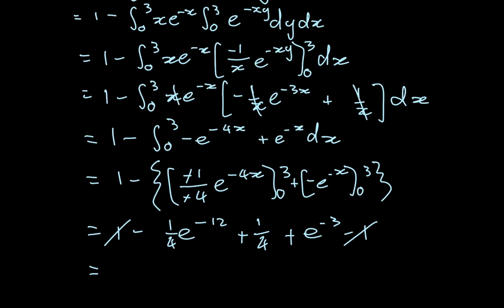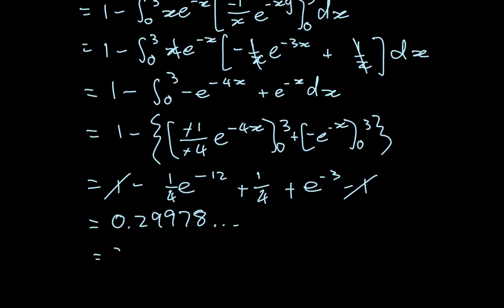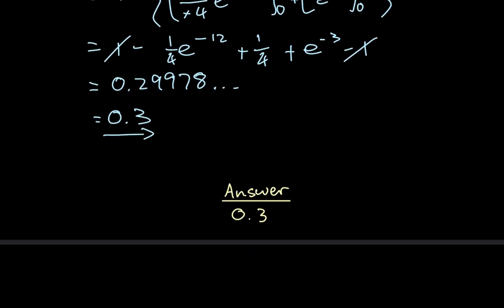So if you go ahead and do that, you have 0.25 or 1 over 4, negative 1 over 4 times e to the negative 12, plus 0.25, plus e to the negative 3, and when you evaluate that you get 0.29978, etc., which just rounds to 0.3. And now we check the final question, did we get it right? Yes.